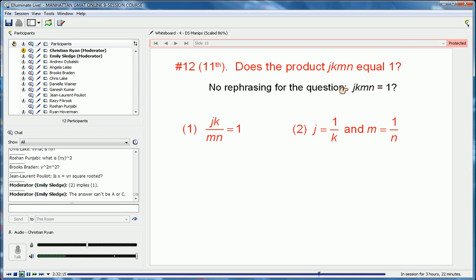And I think what you're doing there is slightly fallacious. You're moving the MN over to the other side, but you are not dividing by MN. In order to get rid of MN, you've got to divide both sides by MN. So you could ask, does JK equal 1 over MN? But you don't have to know that JK equals MN. Yes, Razi?